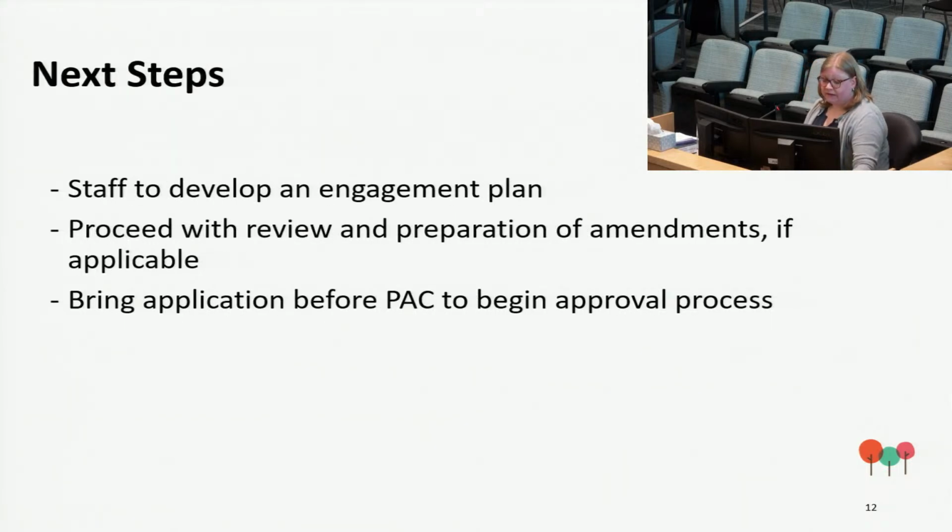So in terms of our next steps, staff, following a recommendation to council, would select potentially an option, and staff would then develop an engagement plan to engage with the community to determine the best way forward and what their community would like to see in terms of development. Staff would then proceed with our typical review and prepare the amendments, and then we would follow our normal approval process for municipal planning strategy amendments, which would include a public participation meeting in addition to our public hearing. And that would come back to you in advance of the public participation meeting.